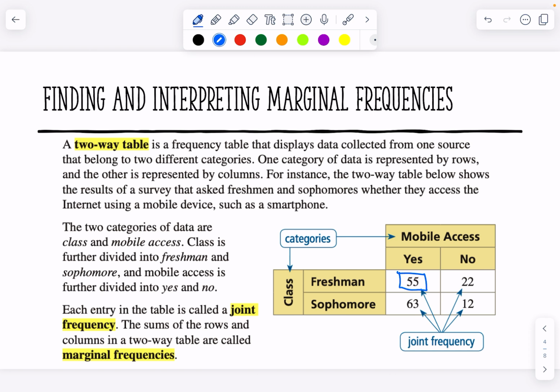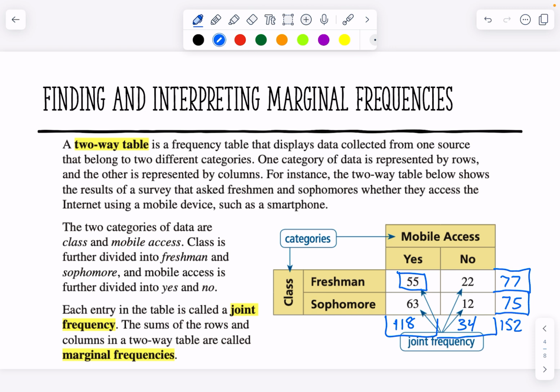Now, the marginal frequencies are going to be the sums of each of those individual joint frequencies. So if I add up the freshmen, there are 77 freshmen that are surveyed here, and there are 75 sophomores that are surveyed. If I add the yeses, that's going to give me 118, and if I add the no's, that's going to give me 34. So those two things give me a total of 152 people surveyed. Those are my marginal frequencies, the sums of the rows and the columns.